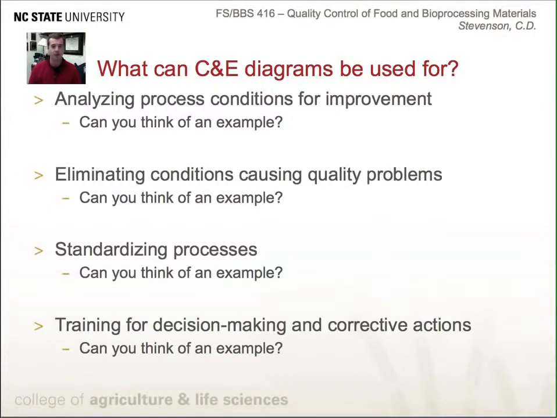Say you're working in one particular processing plant and you've created a cause and effect diagram, you've analyzed it, you've gotten rid of all of the bad causes that are leading to bad effects. You can just take that to another processing plant that makes a similar product or maybe the same product and implement this cause and effect diagram there to make sure that you're not having the same bad causes that you did before at the other processing plant.